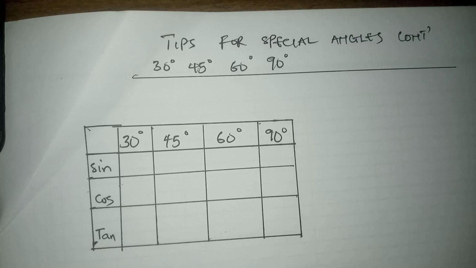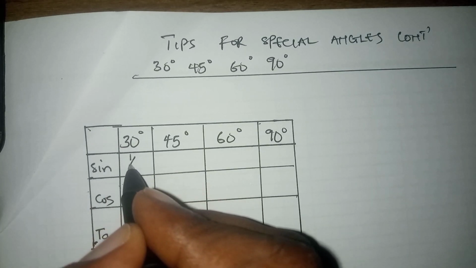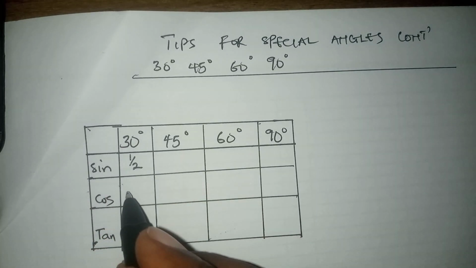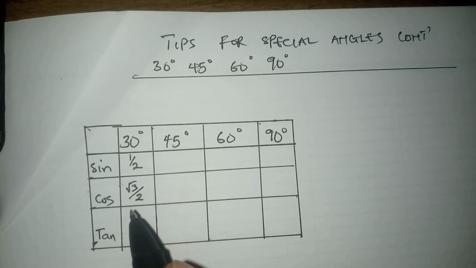Okay, so we continue from our last class, tips for special angles. This is a continuation from our previous class. To recall what we did in the other class: sine 30 is 1 over 2, cos 30 is root 3 over 2, and tan 30 is 1 over root 3.